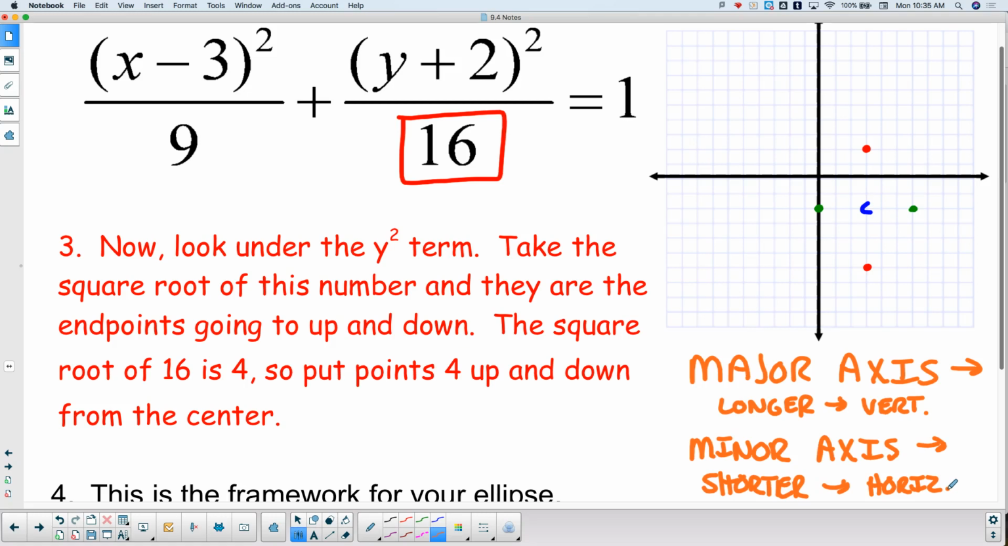Isn't it because 16 would have a greater square root than 9? Because it's bigger. 16's bigger, so whichever denominator is bigger, that's which one's the major axis. So in this case it's y because 16 was underneath y. So you're looking for whichever number is bigger, that's your major axis.